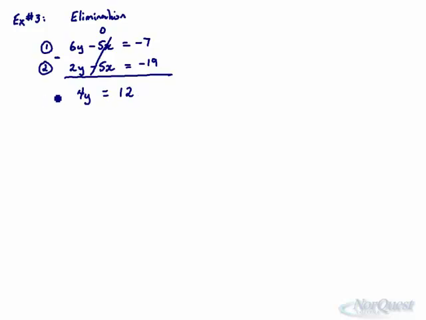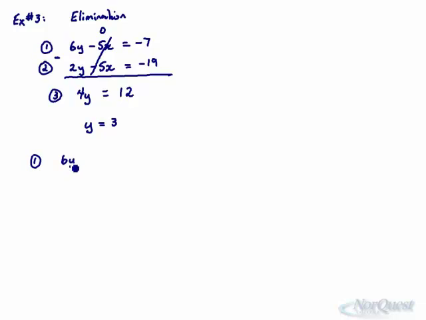Now what you've created by doing the operation is a new equation. So I usually give it the number 3. I've eliminated a variable from my original 2 to leave me with a new equation, 4y equals 12. Divide by 4, y equals 3. Go back to any one of the originals, doesn't matter which one. I'm going to go with equation 1.